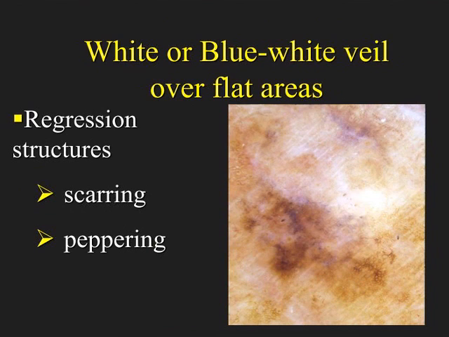And then you have a blue-white veil, which we are now changing the term to regression structures, but again, old terminology is hard to kill. This is the same term, blue-white veil, but not over a palpable area, but flat. So you run your finger across it and there's no palpable component. That represents regression. You get a blue-white color because you have white from the scarring and melanophages giving you the blue-gray color. This combination gives you the blue-white veil, but because it's undergoing regression, it's not palpable.